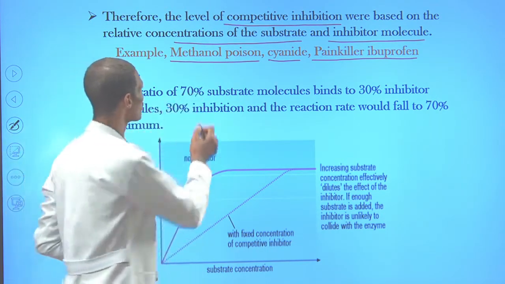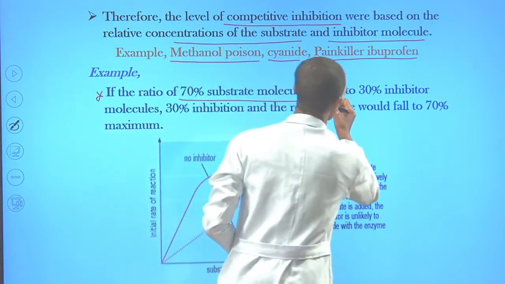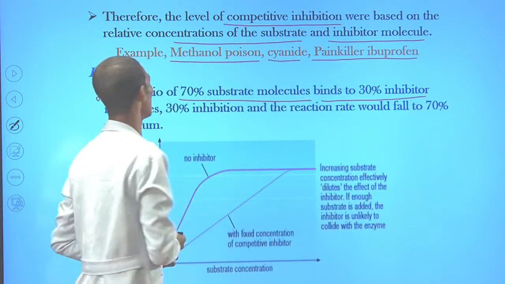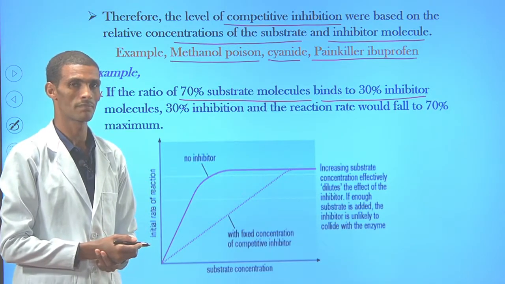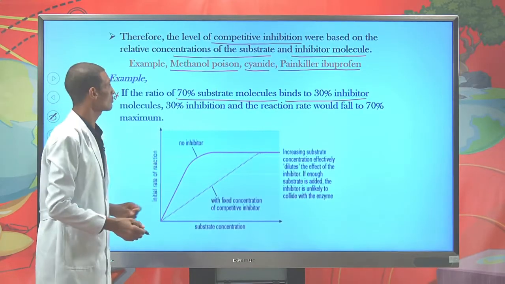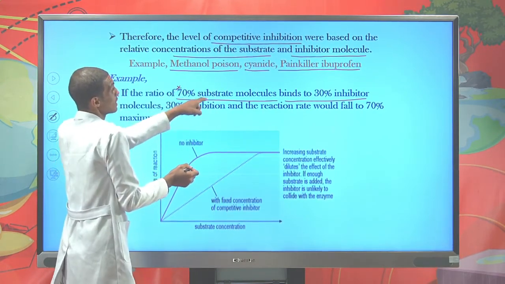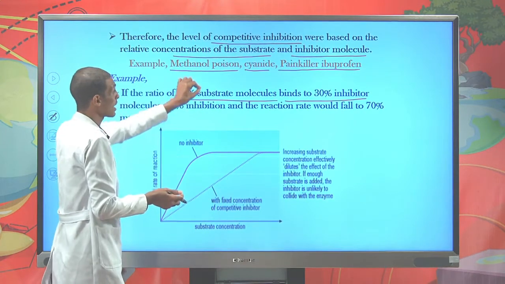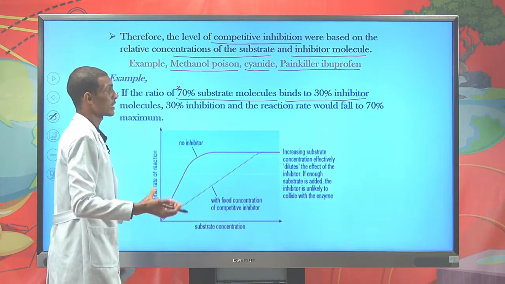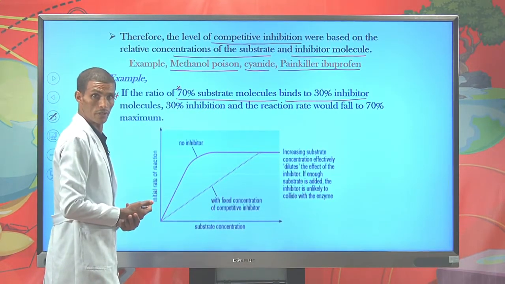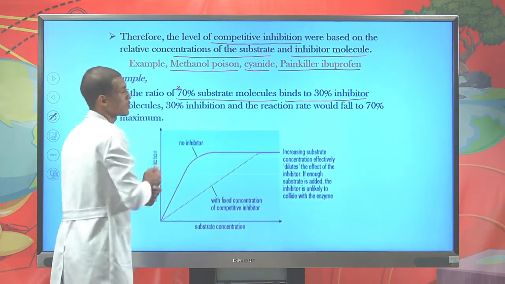If the ratio of 70% of substrate molecules binds to 30% of inhibitor molecules, what did you deduce from this example, student? Well then, when we say 70% substrate molecules, substrate is one factor that determines the rate of reaction. If more substrate is present in a certain reaction, there is a correlation that determines there is high kinetic energy. Together, the rate can proceed.